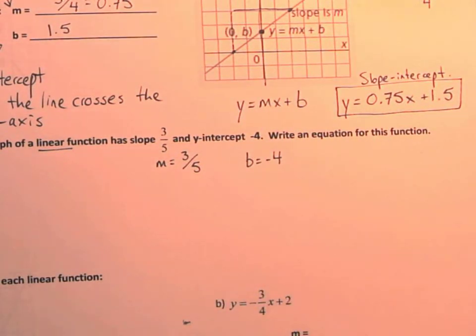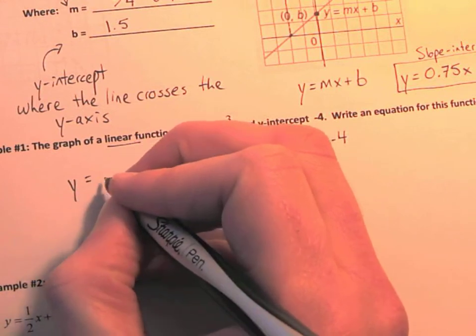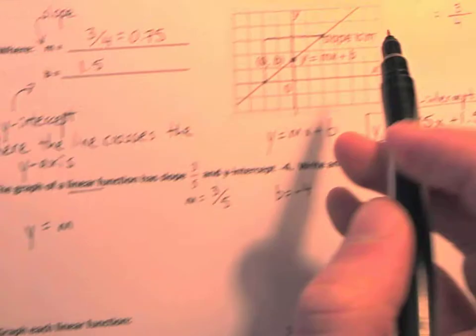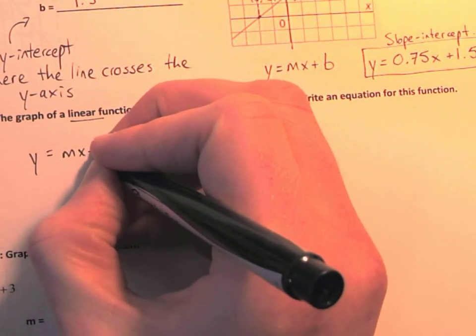So we don't even need to graph this function. You know that there would be a graph of this function, but let's write the equation. We know an equation for any straight line. Now that we know this one up here, we can always start out with y equals mx plus b.